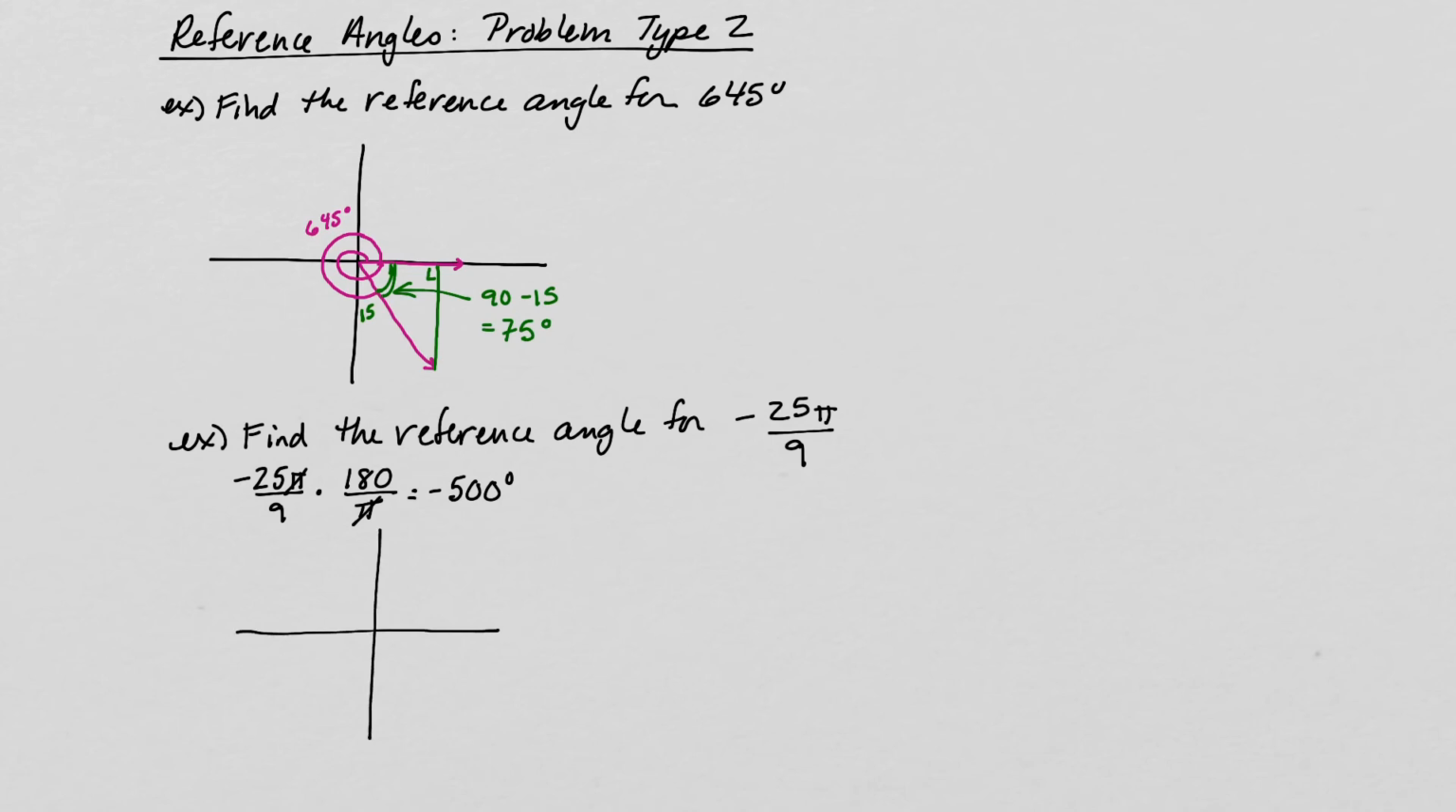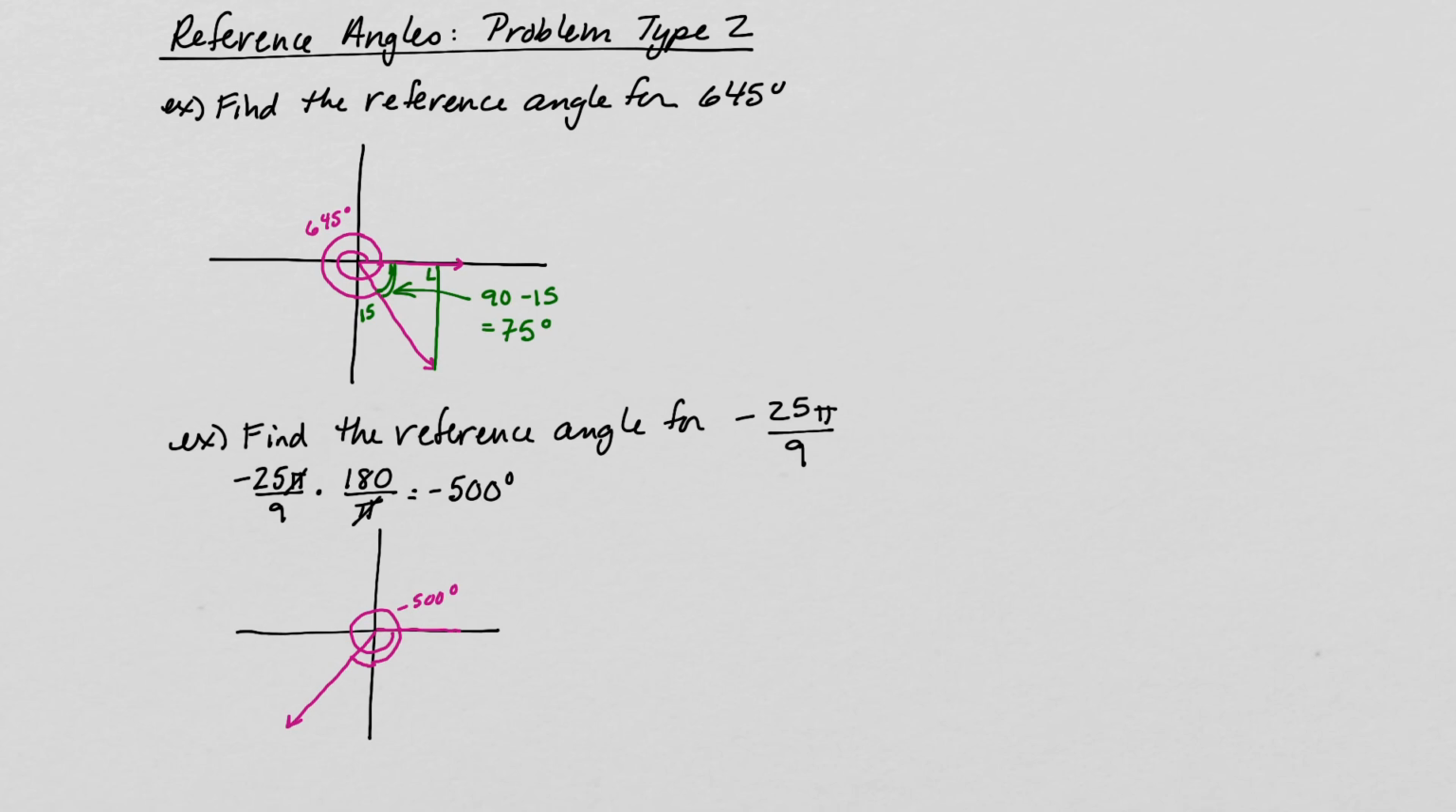So let me make this part first, right? Here's where I'm starting. We're going to go this way. So that's negative 360. We're going to go another 90, which is negative 450. And so we need to go 50 more, and we would end up somewhere in this quadrant. So that's that minus 500 degrees.